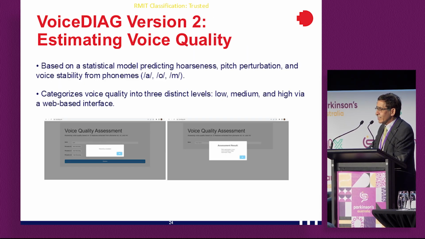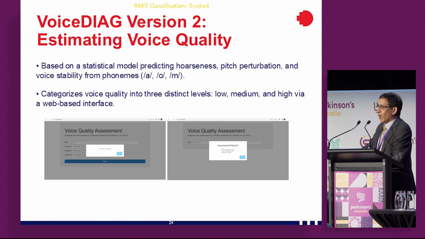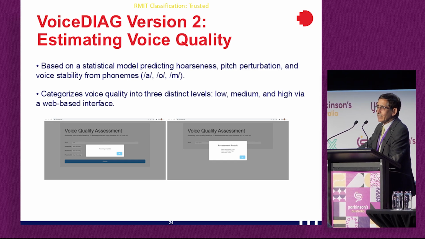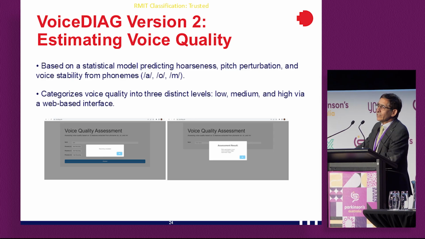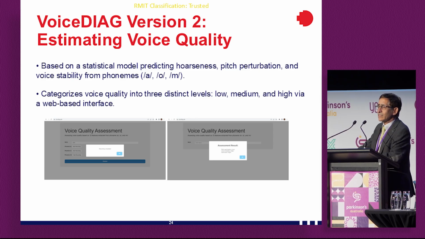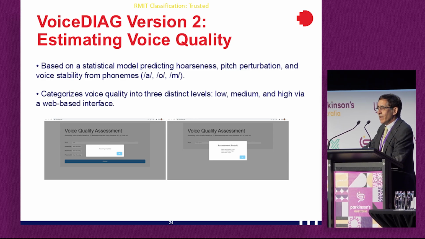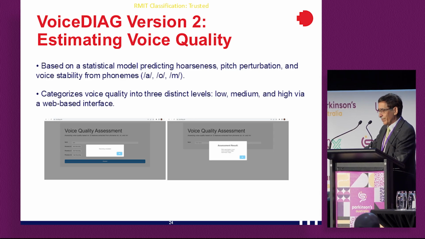We also used it to determine the level of hoarseness, because our clinical friends told us that they would not just be looking at whether the person's got Parkinson's disease or not, but whether they had hoarseness, which is what a speech pathologist would be telling them, and if so, whether it was present, low, medium, or high.